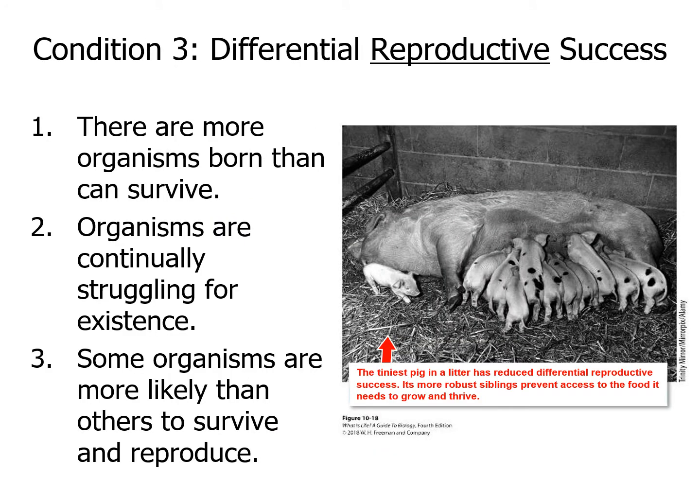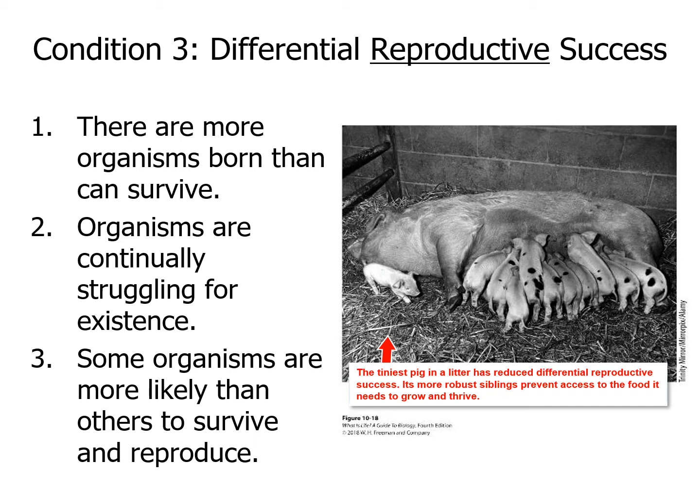And the third condition is differential reproductive success, and it breaks down into three parts here. That there are more organisms born than can survive. Organisms are continually struggling for existence, and some organisms are more likely than others to survive and reproduce. In our example, we have a little piglet who is the runt of the litter. He is the tiniest pig of his brothers and sisters, and he has a very reduced differential reproductive success because his more robust siblings are preventing him from accessing the mother's teats in order to get milk.